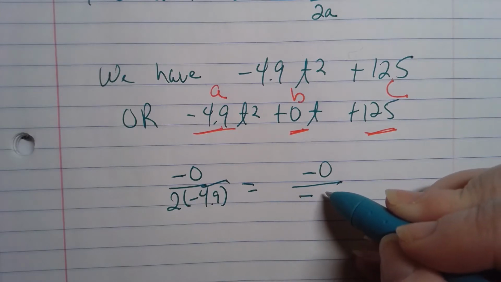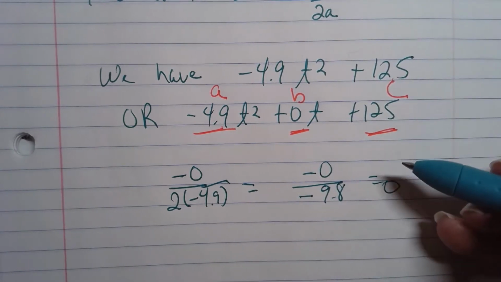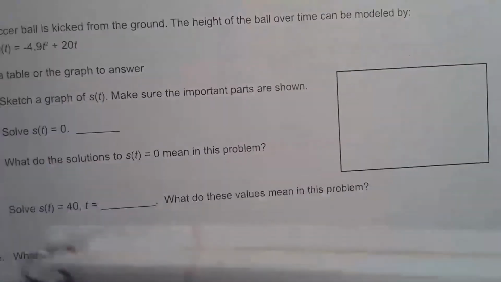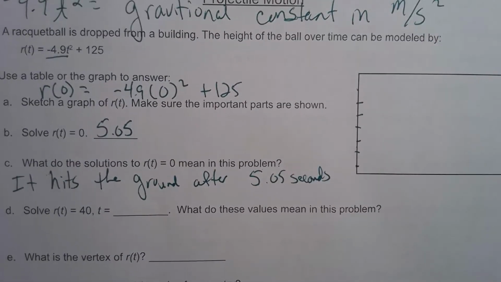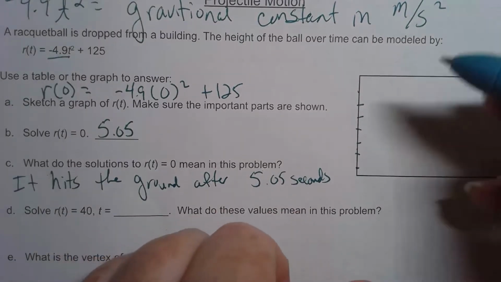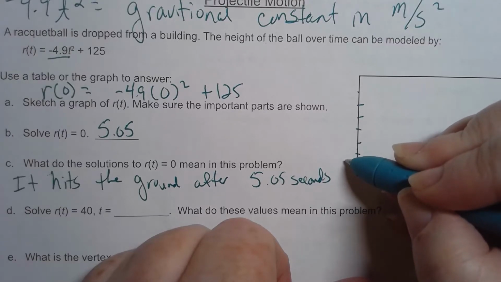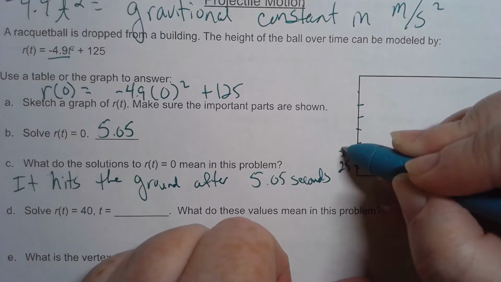We don't care about c right now. I substitute in a negative 0. Well, that's still going to be 0, but I have to do the math. So 2 times negative 4.9 is 9.8, and anything that divides into 0 is 0. So when x is 0, my y is 125. So I'm going to make these by 25s.